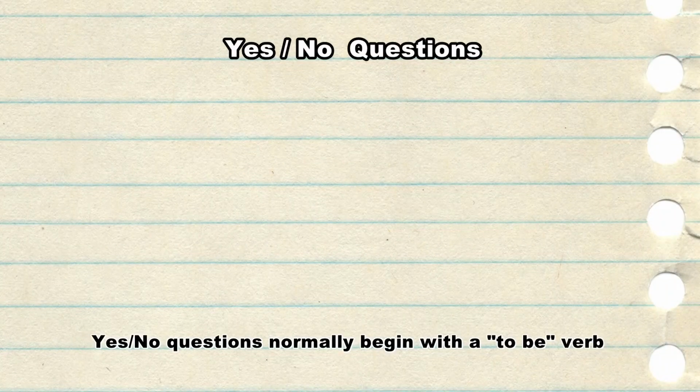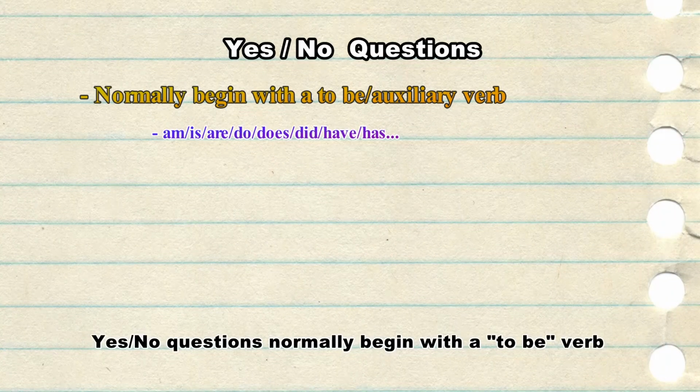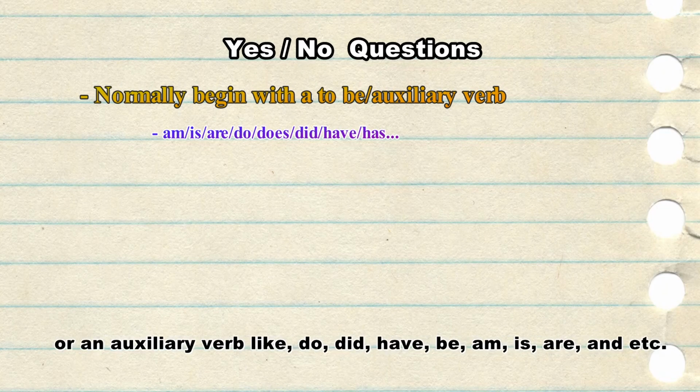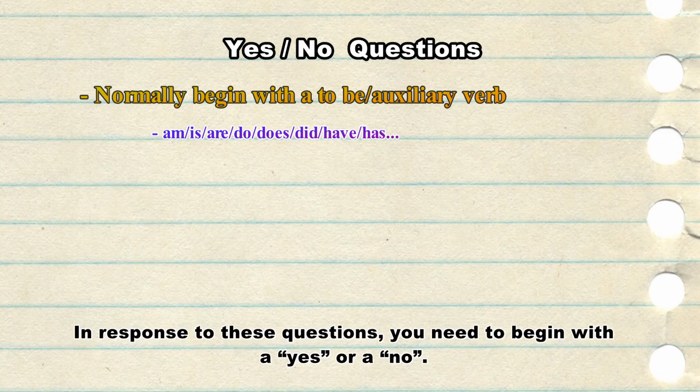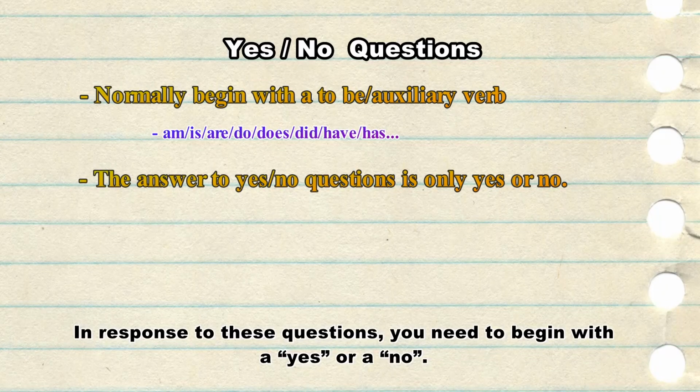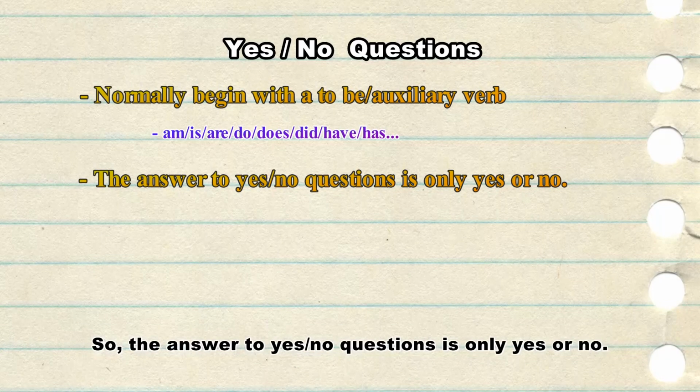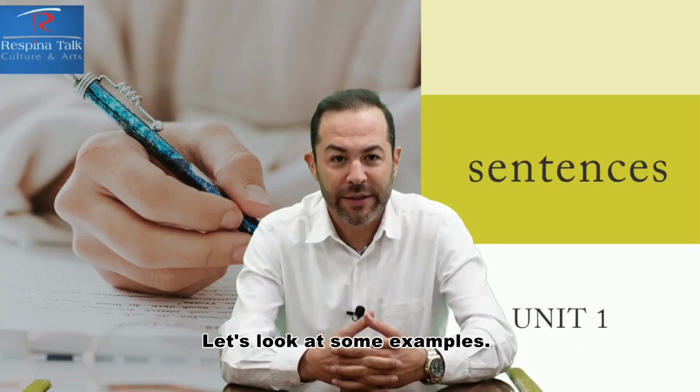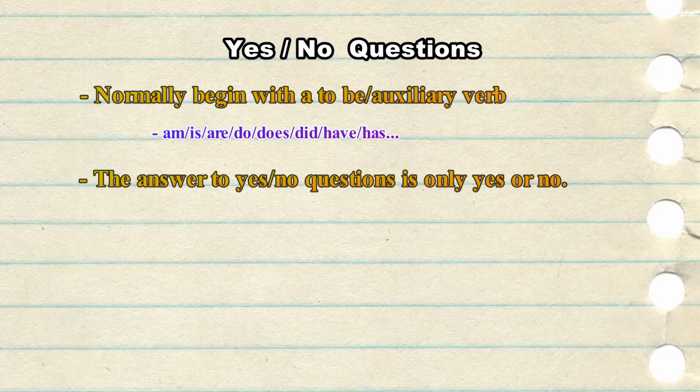Yes/no questions normally begin with a to-be verb or an auxiliary verb like do, did, have, be, am, is, are, and etc. Now, in response to these questions, you need to begin with a yes or a no. So the answer to yes/no questions is only yes or no. Let's look at some examples. Are you married?